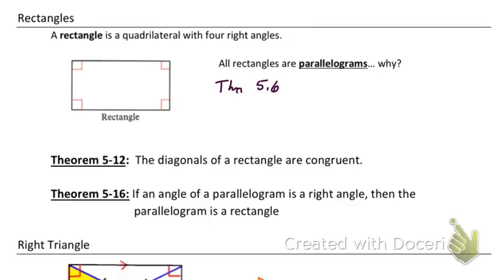Theorem 5-12, the diagonals of a rectangle are congruent. The diagonals of a rectangle are congruent. That's important to know. All diagonals of a rectangle are congruent. And Theorem 5-16, if an angle of a parallelogram is a right angle, then the parallelogram is a rectangle.